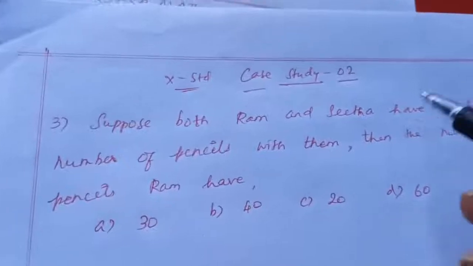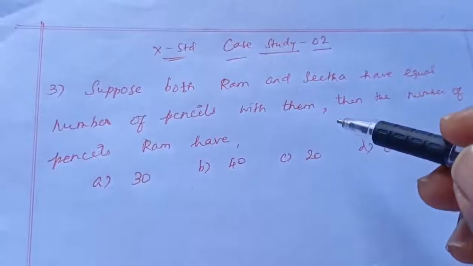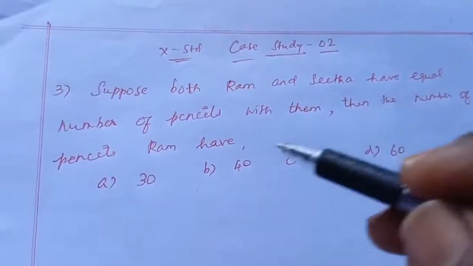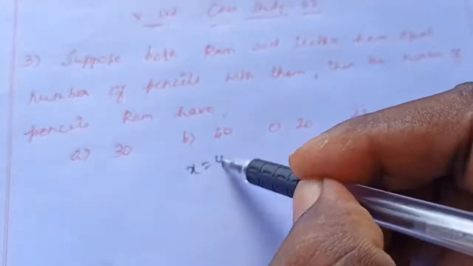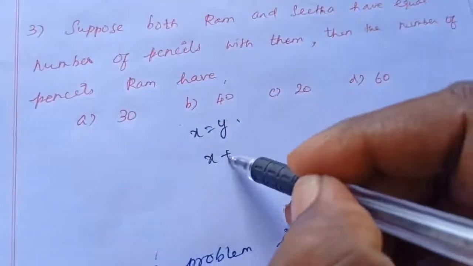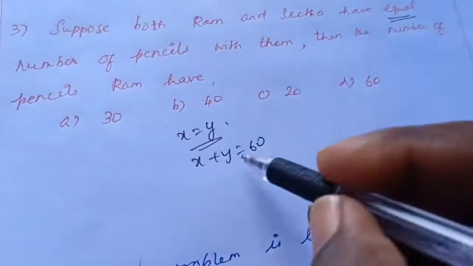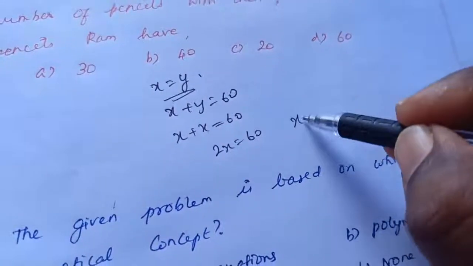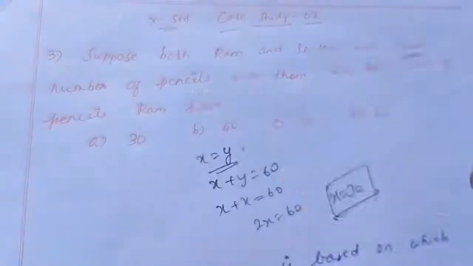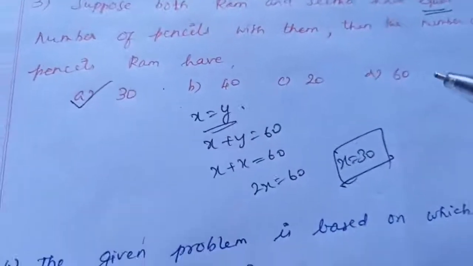Third question. Suppose both Ram and Sita have an equal number of pencils with them. Then find the number of pencils Ram has. Both have an equal number of pencils, so that means X is equal to Y. We know that X plus Y is equal to 60, so X plus X is equal to 60. So 2X is equal to 60, so X is equal to 30. X can be either Sita or Ram, no problem. Here they asked Ram, and it will be equal for Sita also.